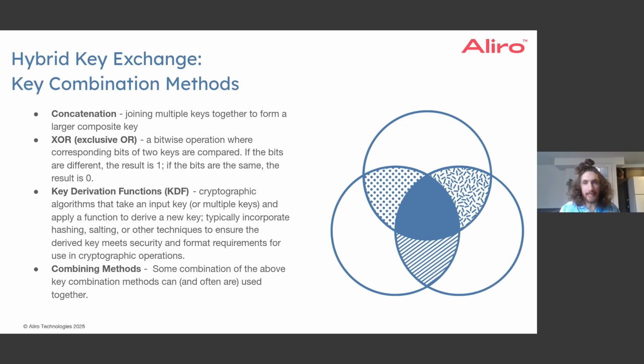Multiple key combination methods can also be employed, such as using KDFs in conjunction with concatenation or XOR to address key formatting issues. For instance, a large composite key formed by concatenation can be fed into a KDF to ensure the resulting key is the correct length for symmetric encryption. Similarly, KDFs can be used to format keys before applying XOR to ensure both keys are of the same length.